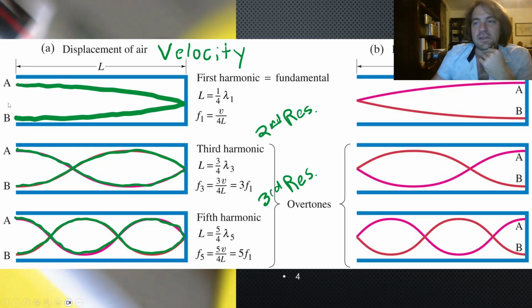Here's velocity. It's the same basic idea, just flipped. You have a velocity node at the closed end, and you have a velocity maximum at the open end. So again, if we're thinking about the pharynx, you have a velocity node at the vocal folds, and you have a velocity maximum at the lips. And then same thing, this is a quarter, this is 3/4, and this is 1 1/4. And that's for a tube open only at one end.